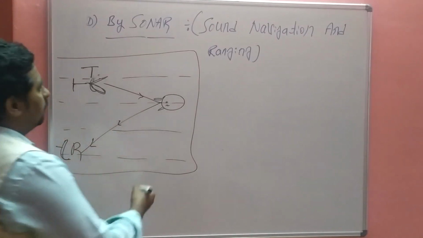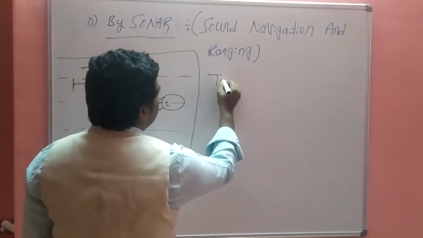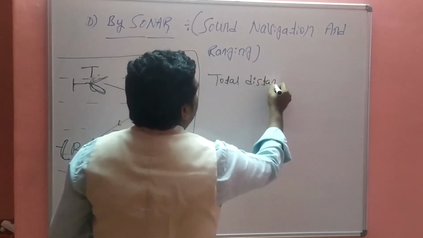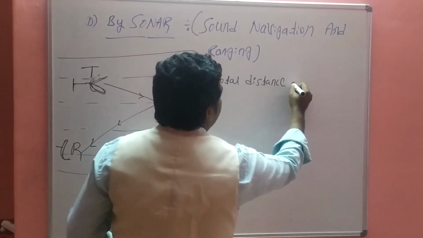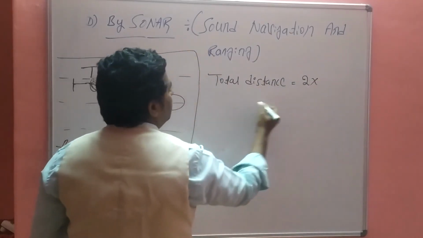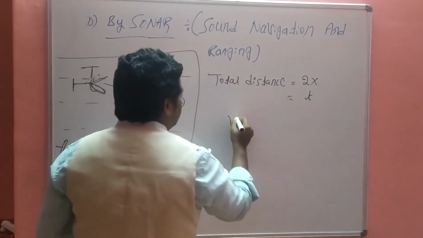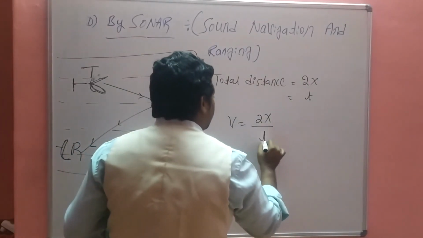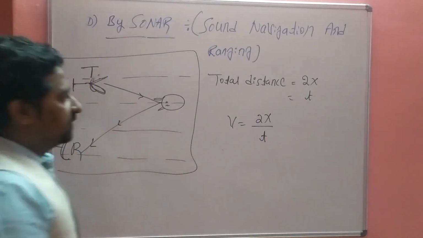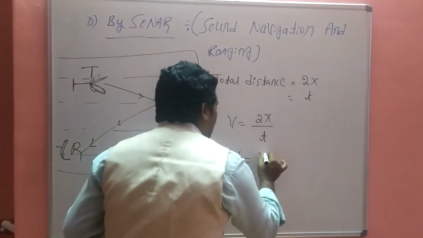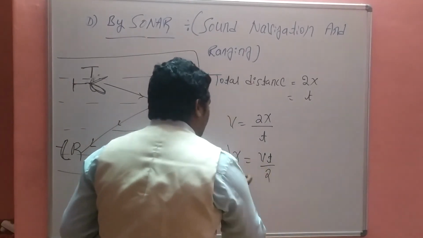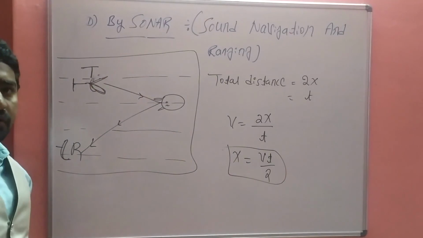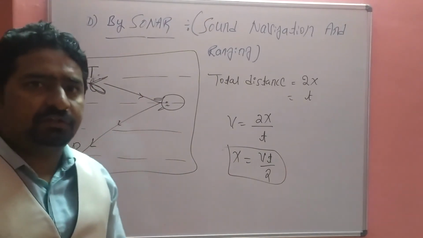Okay, so the total distance traveled is how much? That is 2x. Then time is t. The concept is v, speed, is equal to total distance divided by time. So then x is equal to what? Vt divided by 2. Okay, so this method is called the sonar method.